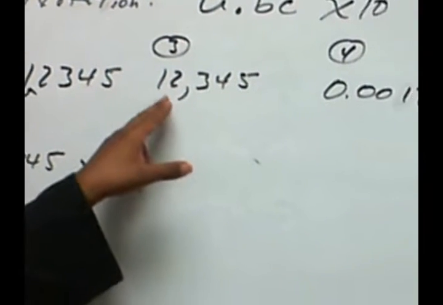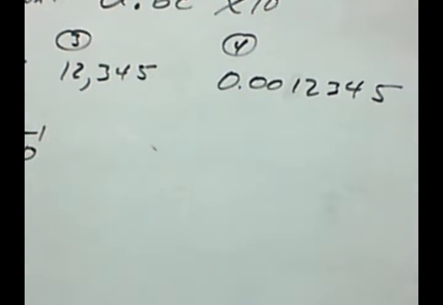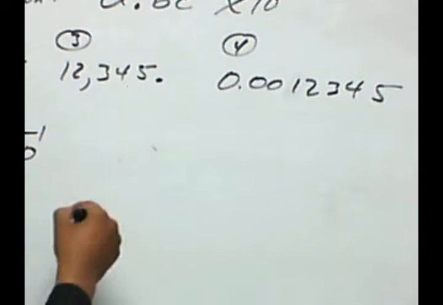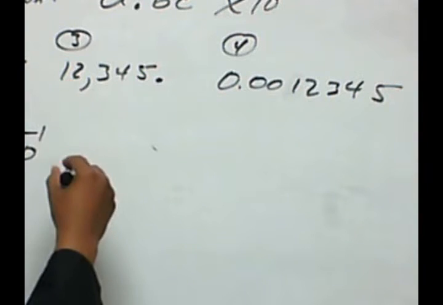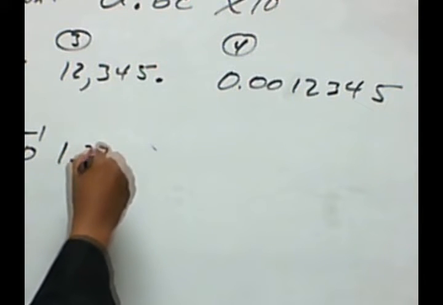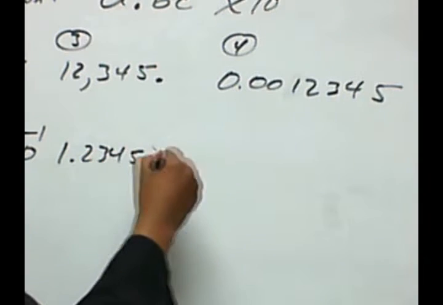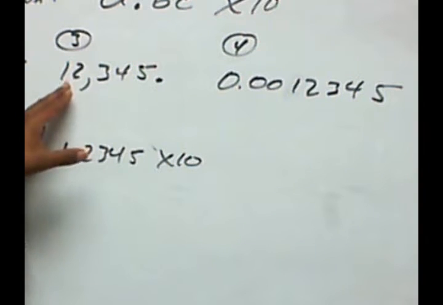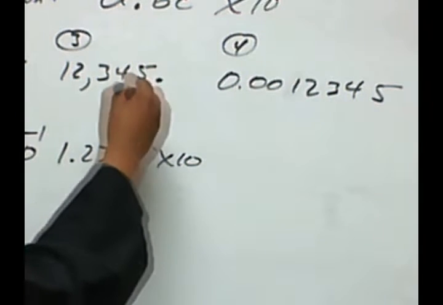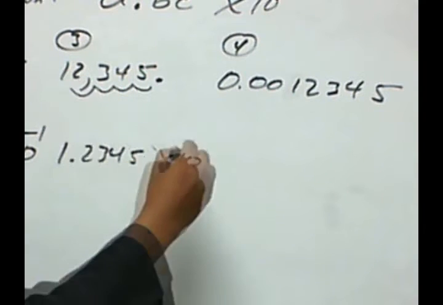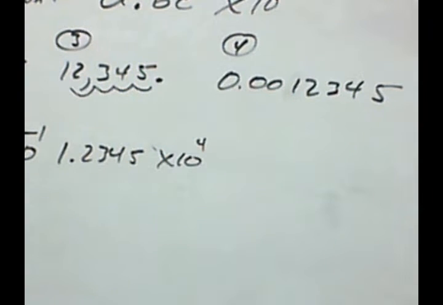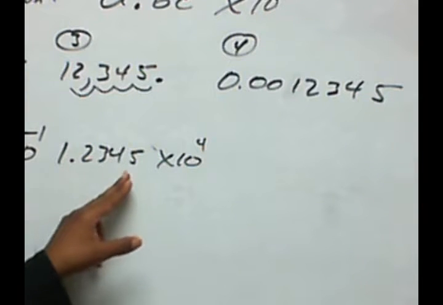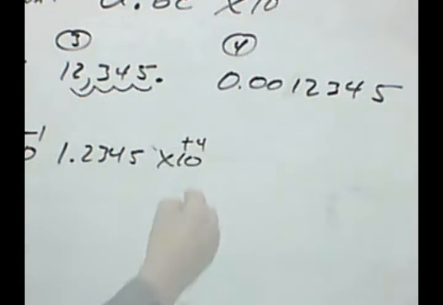Here, we have 12,345. The decimal is actually here. We want to move the decimal behind the 1. So this will be 1.2345, then times 10. The number of moves to get the decimal from here to behind the 1 would be 1, 2, 3, 4. So to the 4th power. And the original number is larger than the scientific notation. Therefore, the power will be positive.